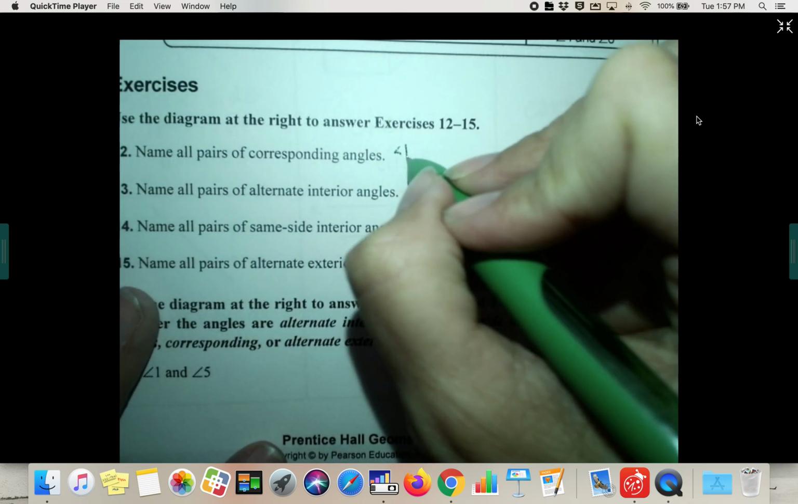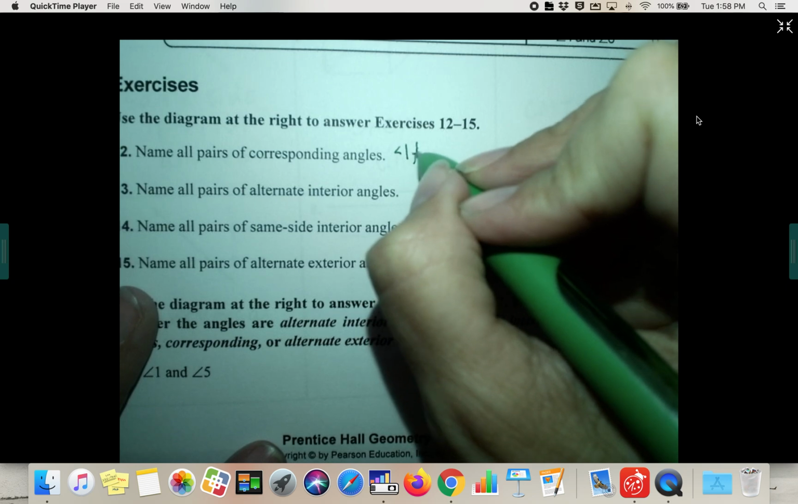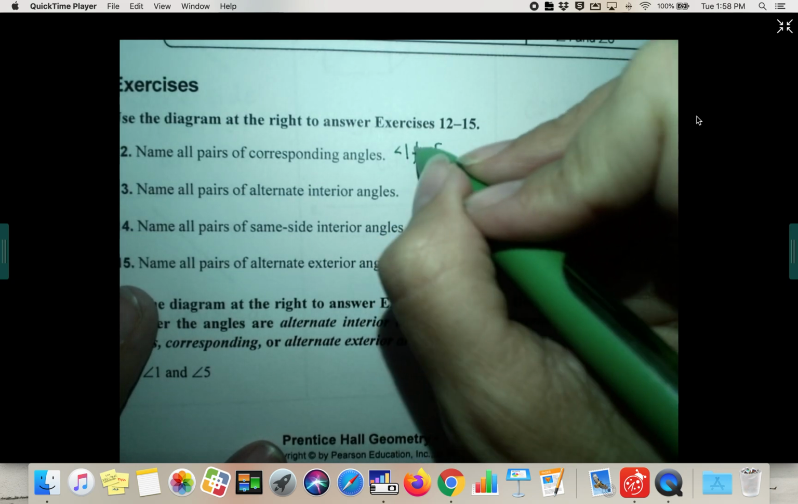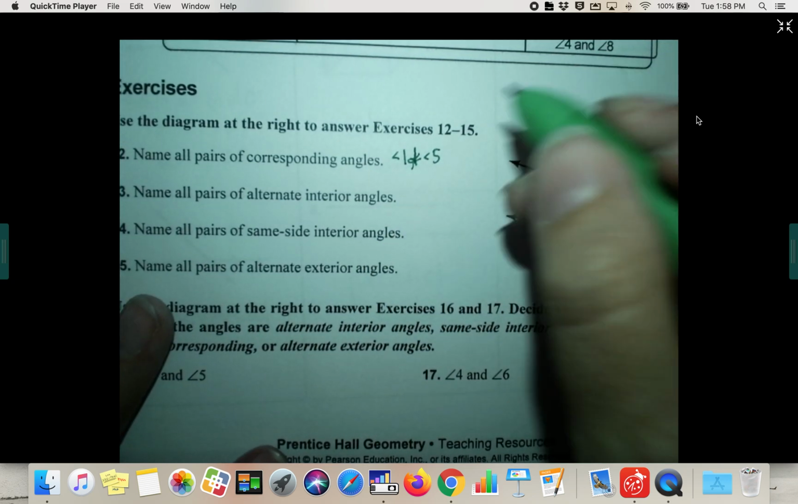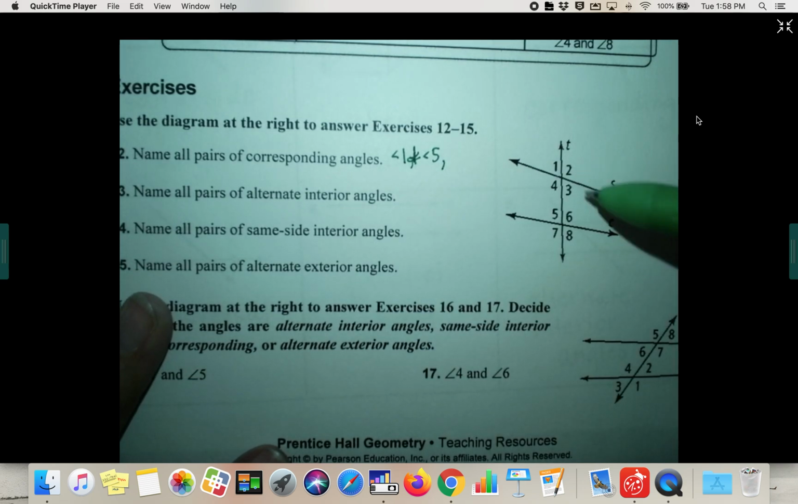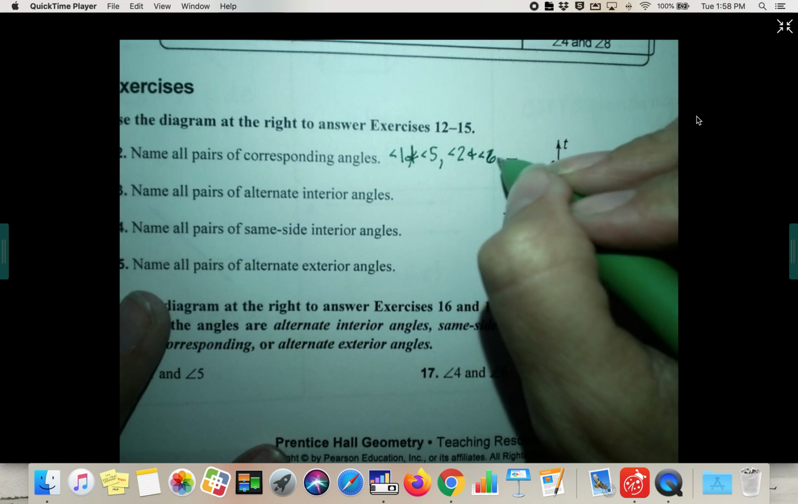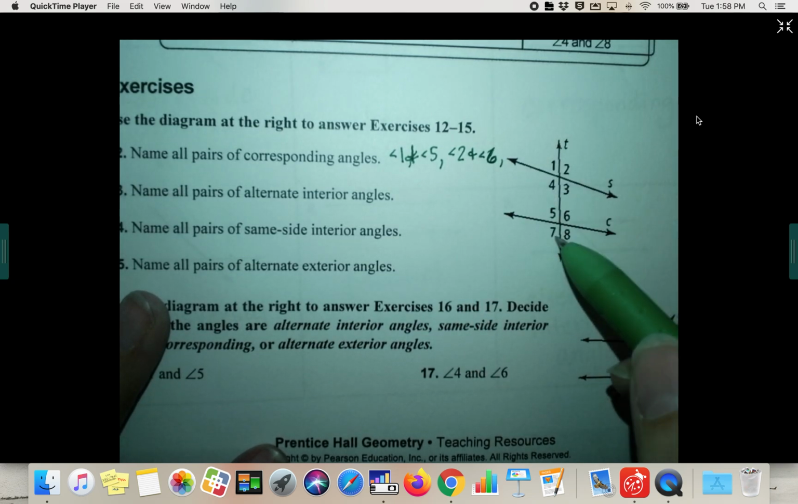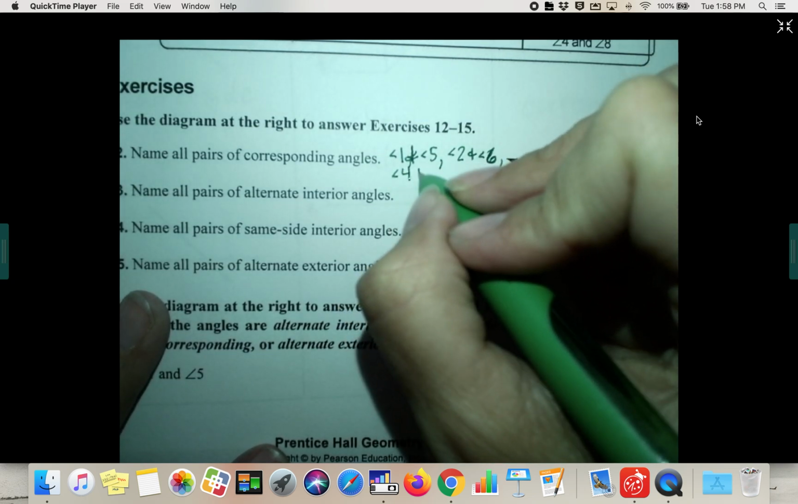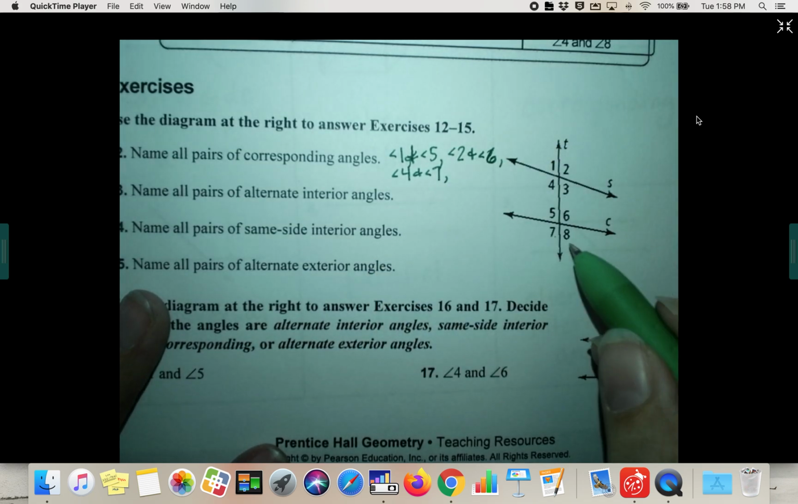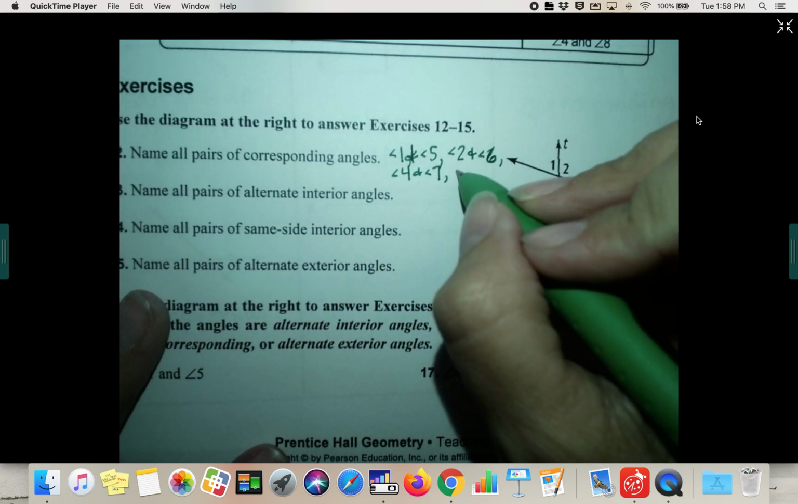So angle 1 and angle 5. Angle 1 and 5, angle 2 and 6, angles 4 and 7, and then angles 3 and 8.